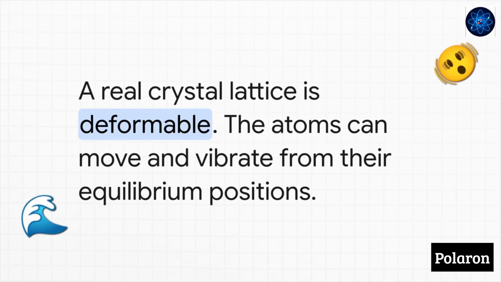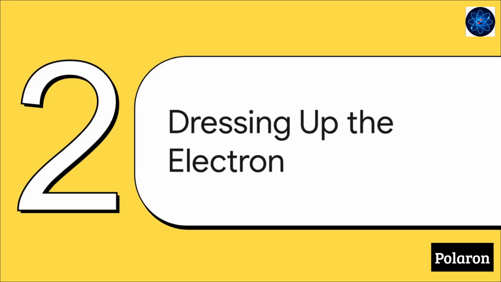The reality is, that grid of atoms is much more like a wobbly, flexible net. The atoms are constantly jiggling around, vibrating, and it's this flexibility, this wobbliness, that holds the secret to the Polaron. So how does this wobbly lattice explain our slow-moving electron? Well, it turns out the electron isn't just a passive traveler. It actually interacts with and changes the very structure it's moving through.